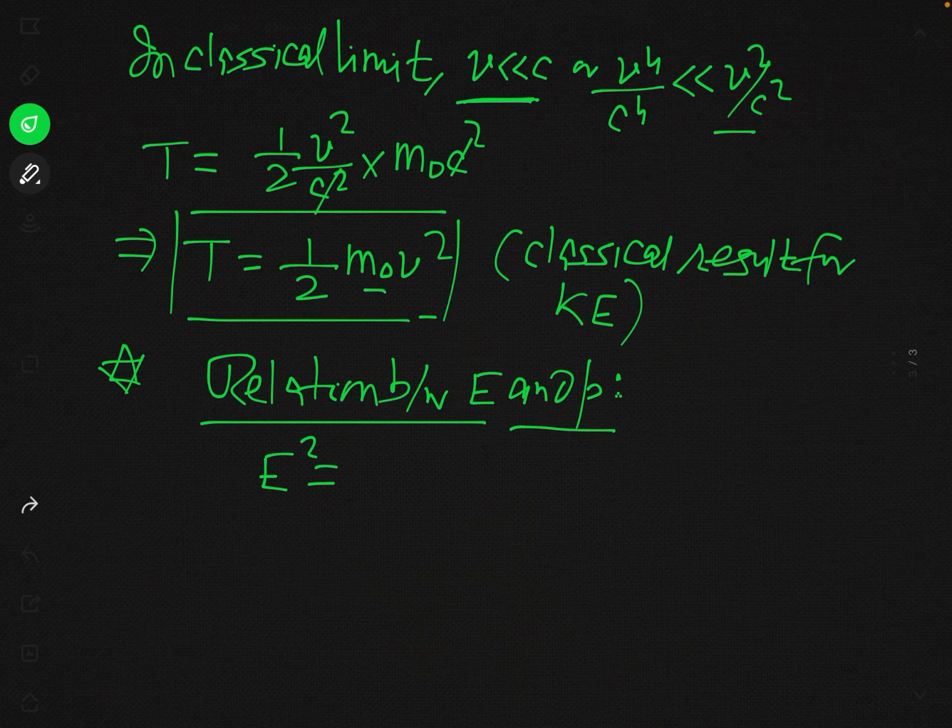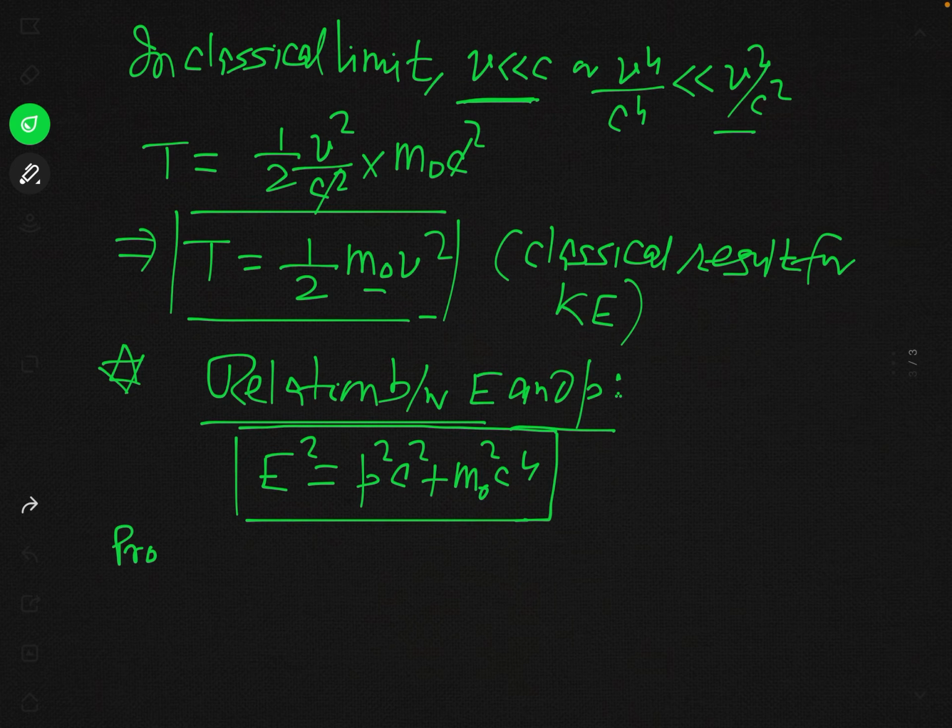In fact, I am just writing this relation first of all and then we will derive it. So this relation is given as E square equal to P square C square plus m naught square C4. This is the famous Einstein's relation between energy and momentum. But first of all, we will see how this relation can be proved.